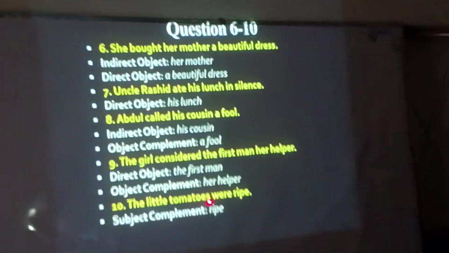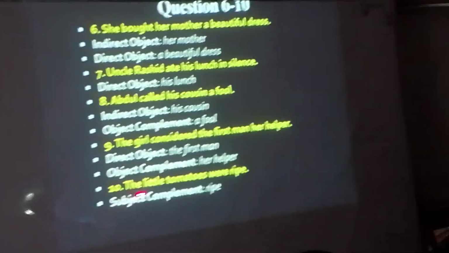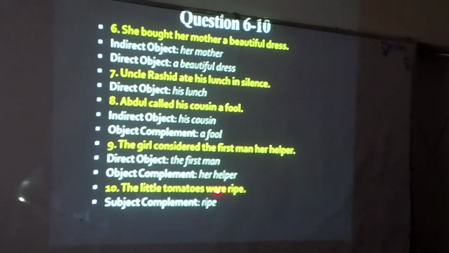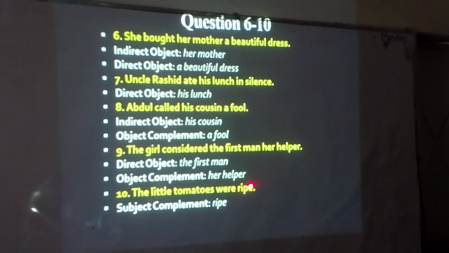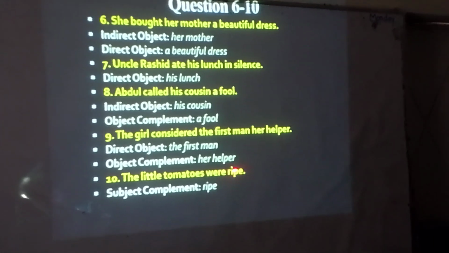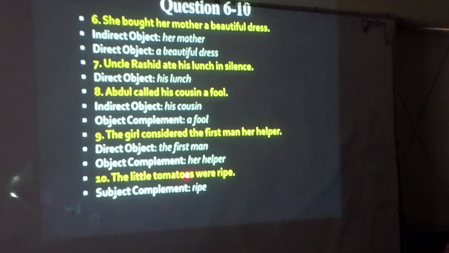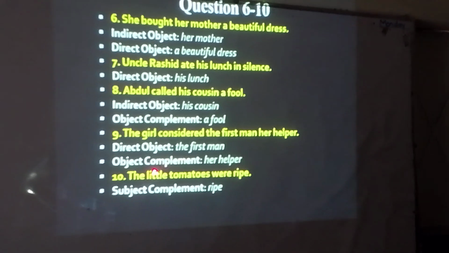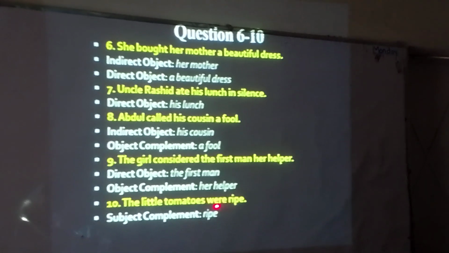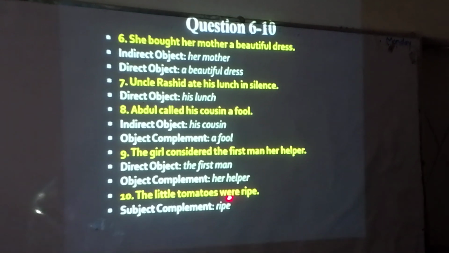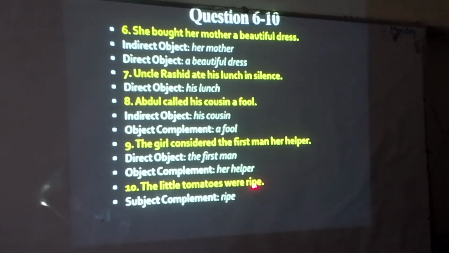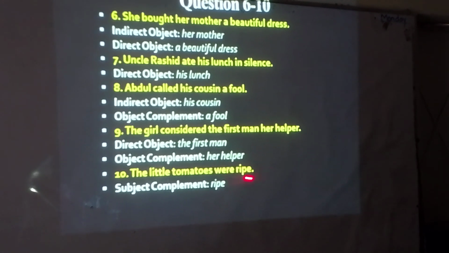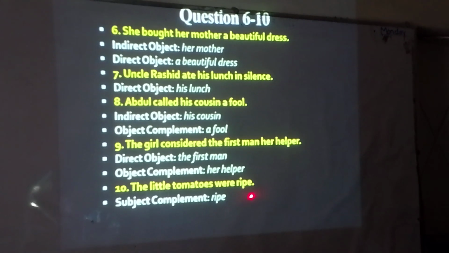Next one is number 10. The little tomatoes were ripe. So the little tomatoes is the subject. The little tomatoes, subject. What is the verb? And ripe is completing the subject. If I simply say the little tomatoes were, we cannot understand the sense of the sentence until and unless I write ripe. Clear? So this ripe is completing the subject. That's the reason it's called subject complement.